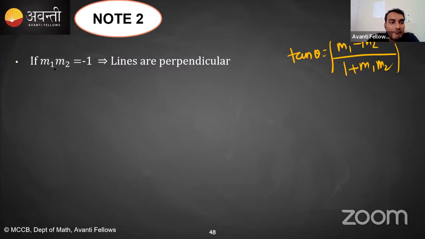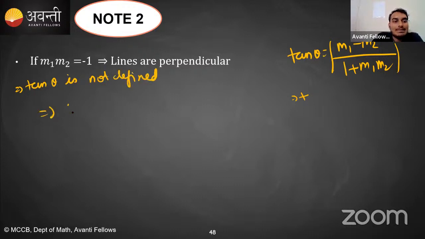If m1 into m2 is minus 1, you can easily see that your denominator will become 0. It means tan theta would be not defined. Yes or no? It implies tan theta, what has it become? Tan theta is not defined.